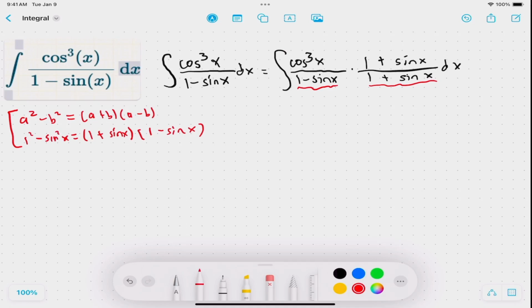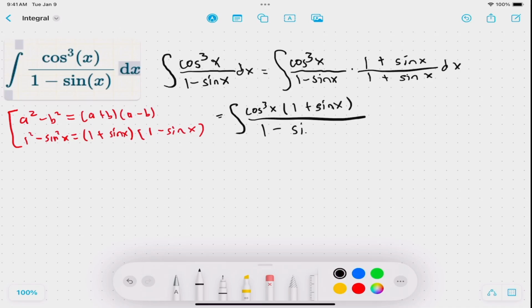And 1 squared is just 1. So this is still equal to cosine cubed of x times 1 plus sine of x over 1 minus sine squared of x dx. Okay, nothing's changed.